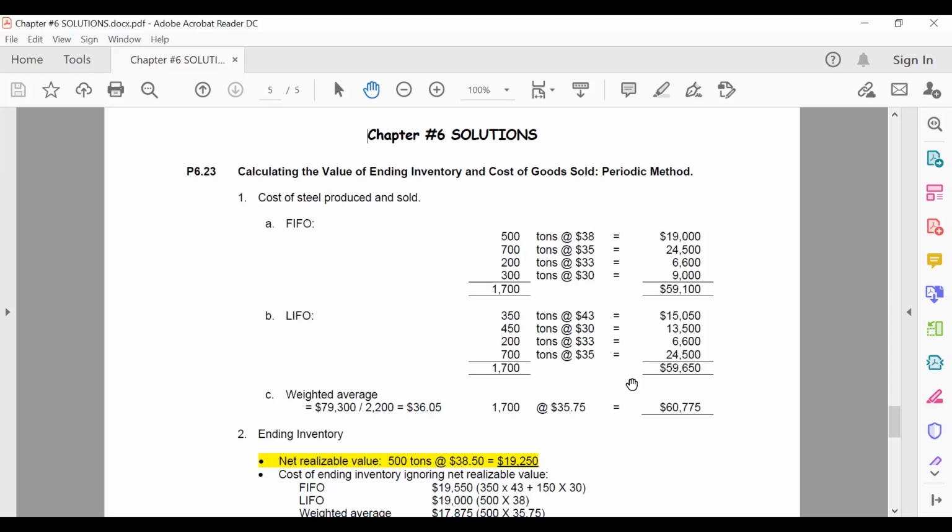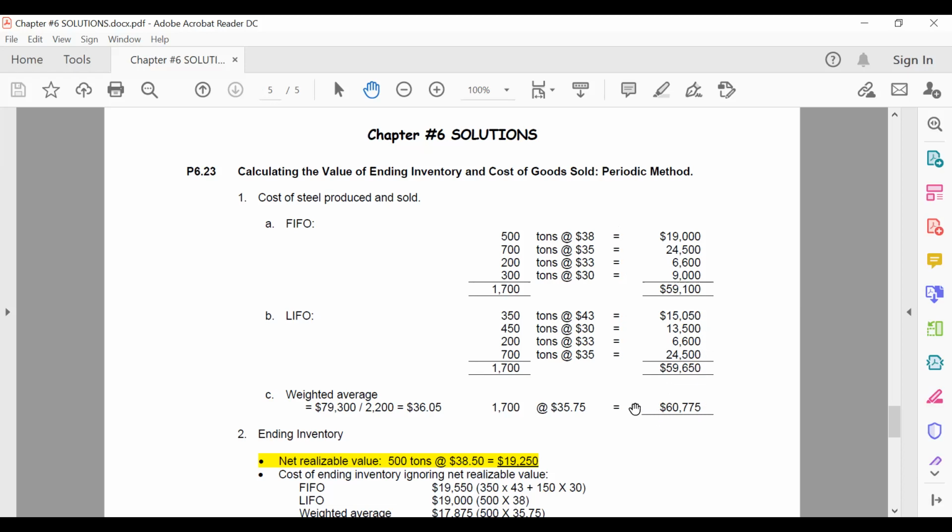And for LIFO, you start at the bottom and work your way up. So your most recent cost is 43, and then 30, and then 33, and you stop when you hit 1,700. Interesting price flow here. Prices started out at 38, went down to 35, 33, 30, and then they spiked up to 43. So you've got an uneven pattern of prices. Prices were declining for most of the year, but then they spiked at the end of the year, which gave you some funky results here.